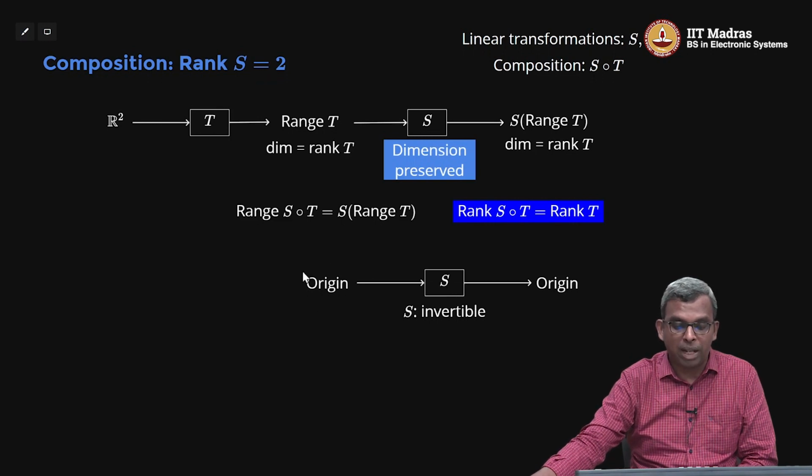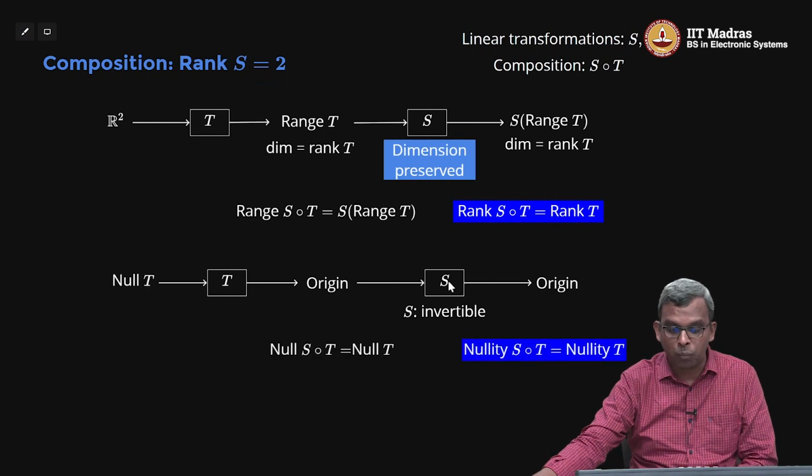So now how do I think of null space here? How do I get origin from T? That is just null T. Okay. So very easily we see that when S is invertible and S is full rank, everything is controlled by T. The rank of S composed with T becomes rank T, nullity of S composed T becomes nullity of T.